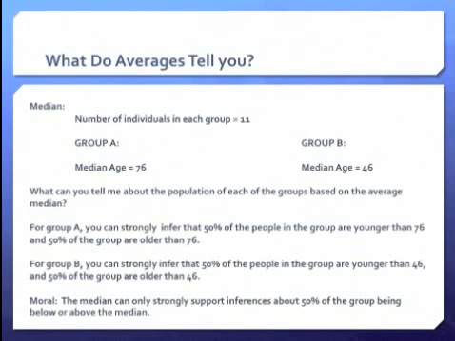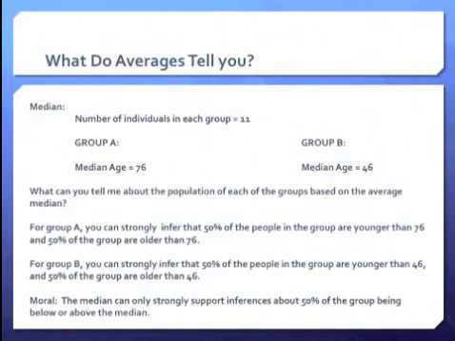Now let's say that instead of giving you the average mean of the ages in our two groups, I gave you the median age for each group. The median age for Group A is 76 and the median age for Group B is 46. What can this information tell you about the population of each group?